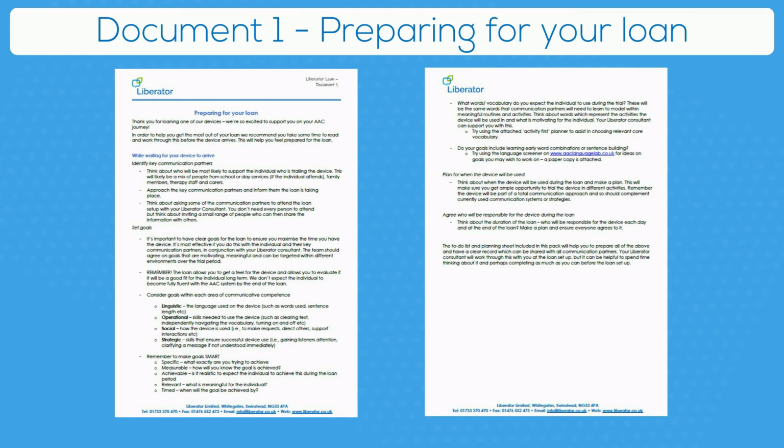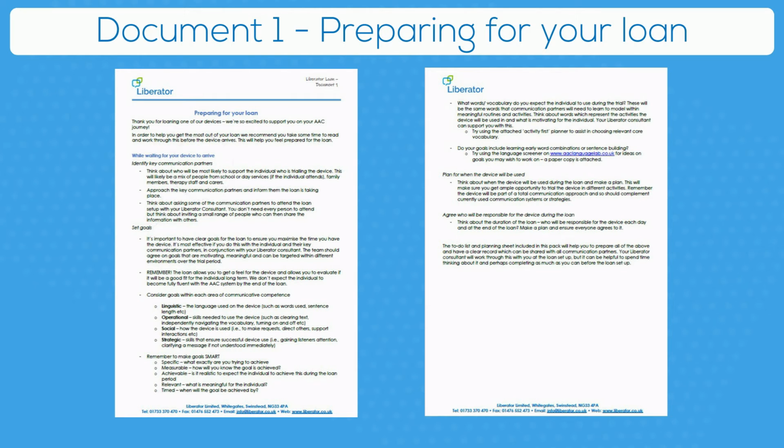When your loan is first booked, you will receive the document Preparing for Your Loan. This document is intended to give you some information on how you can make the most of your AAC loan. It encourages you to think about 4 key things which will really have an impact on the success of the loan. The first thing is, who is going to use the device with the individual?